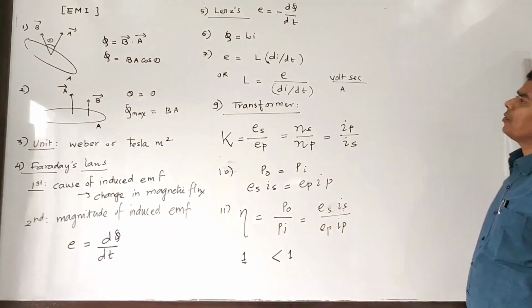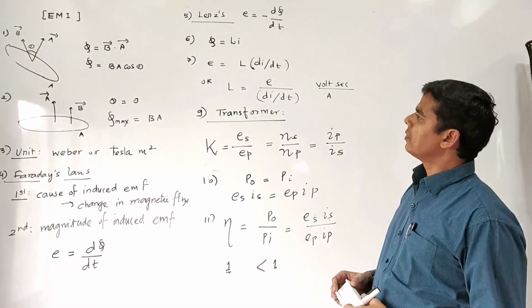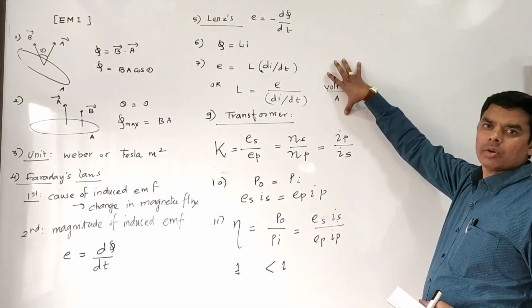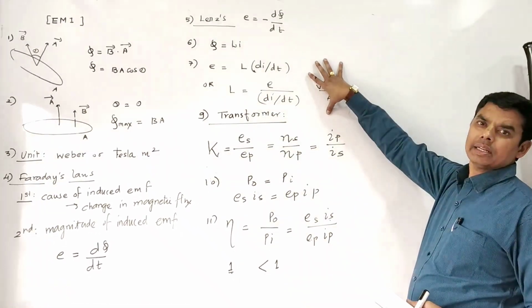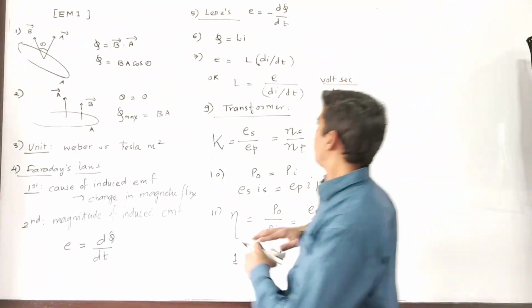This is first part of electromagnetic induction. So this is formula for electromagnetic induction. Now let's go for the second part of electromagnetic induction, that is alternating current. We will see the formula for AC now.